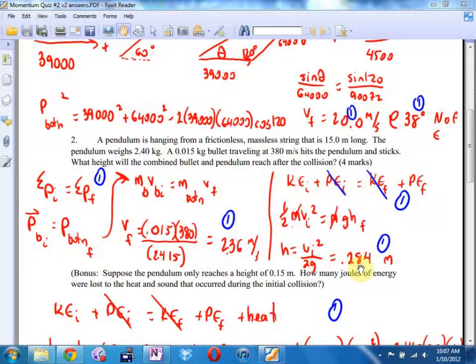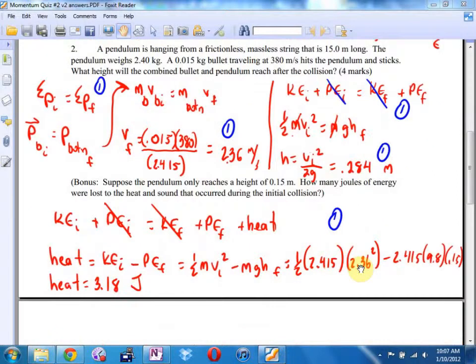Bonus, suppose the pendulum only reaches a height of 0.15. How many joules of energy were lost to heat and sound? So I said, okay, I think I'm solving this using energies. Now it's going to be kinetic initial plus potential initial equals kinetic final plus potential final plus heat, whatever I've lost. Hey, that's still zero.